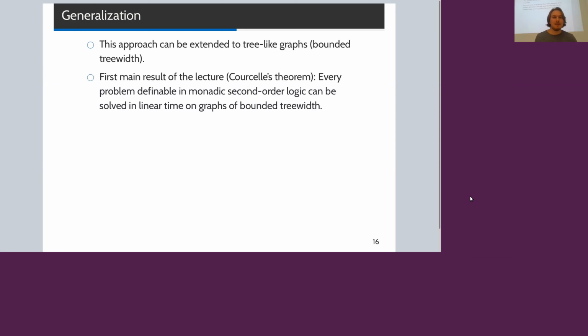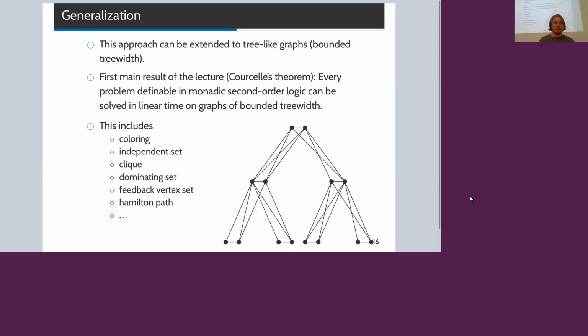And this leads us to our first meta theorem. The first half of the course will be about proving Courcelle's theorem, which states that every problem definable in monadic second-order logic can be solved in linear time on graphs of bounded tree width. Here's an example of a graph that kind of looks like a tree and has bounded tree width. And this way you can solve, for example, coloring, independent set, dominating set, feedback vertex set, Hamilton path. They can all be defined in this MSO logic.